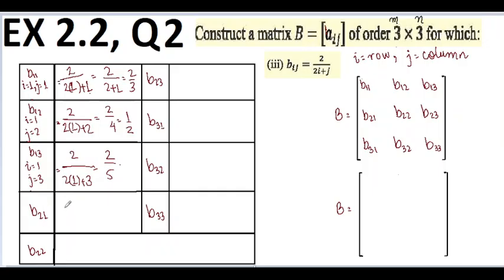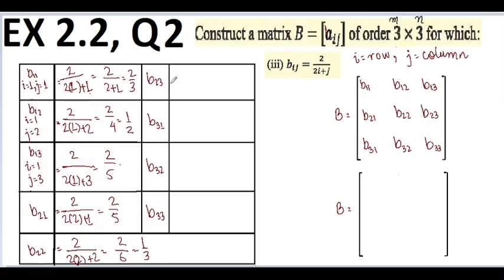Now B21 we get 2 by 2 into 2 plus 1 equals 2 by 2 into 2 gives us 4 plus 1 gives us 5. Again 2 by 5. Now we get 2 by 2 into i is 2 plus j is also 2, which is equal to 2 by 2 into 2 gives us 4 plus 2 gives us 6 equals to 1 by 3.